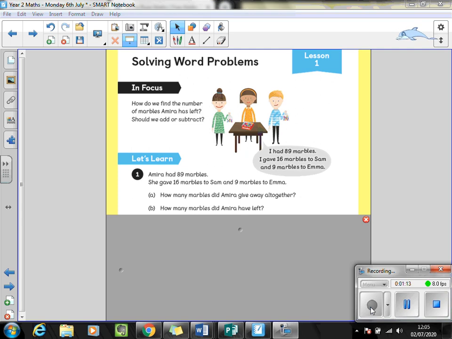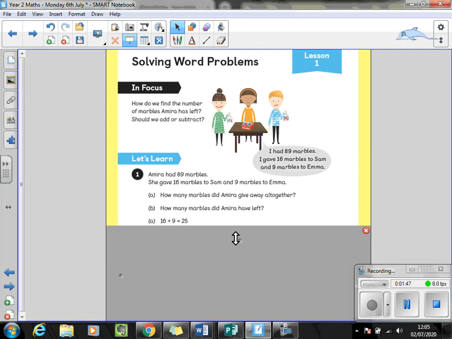Now, hopefully after your discussion with an adult, you would have noticed that we need to do two different things in this problem, and we call this a two-step problem. Now, we know she had 89 marbles to start with. We know she gave 16 marbles to Sam and 9 marbles to Emma. So the first thing we need to do is work out how many marbles Amira gave away altogether. Then the next step would be to find out how many marbles Amira had left. And we can't complete that second step until we've found out the first answer. So let's have a look at the let's learn.